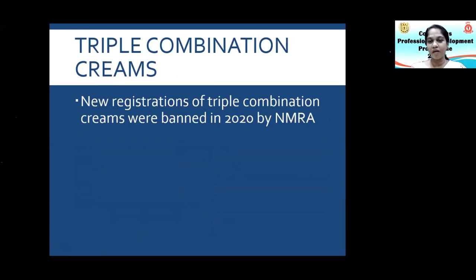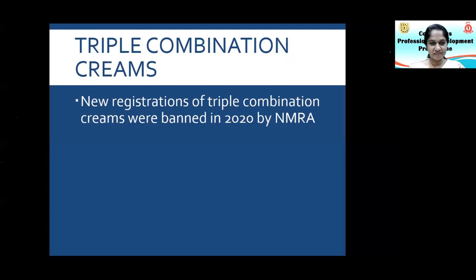So whatever is available in the market is the ones which have the previous registration, but they will not be able to renew their license. So I think if you take it as a point not to use these triple combinations, I mean, they are of no use. That will be a major achievement if at least this can be terminated from our practice.